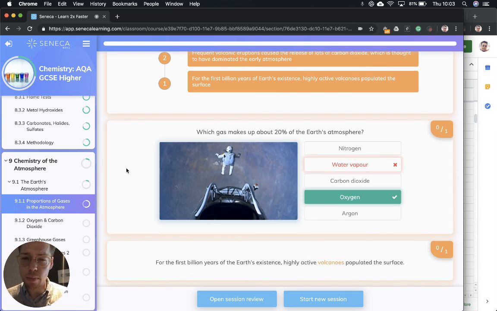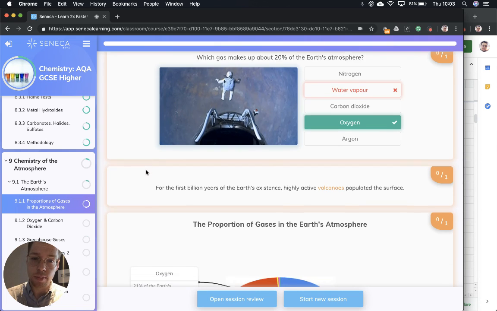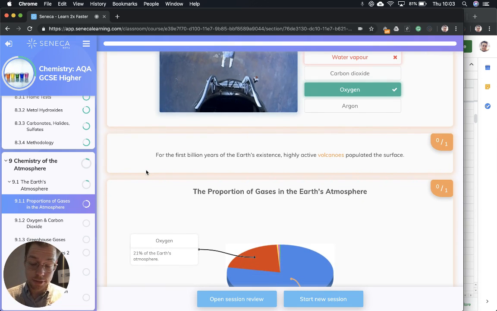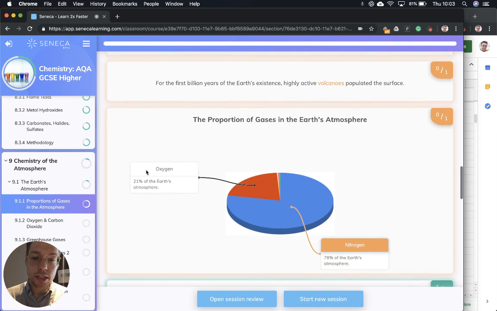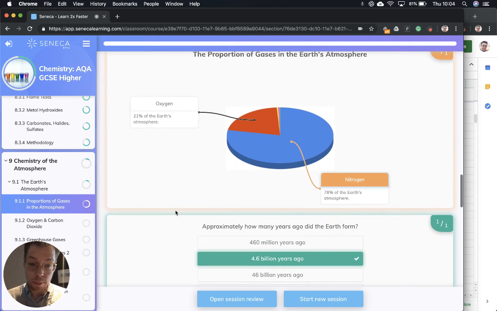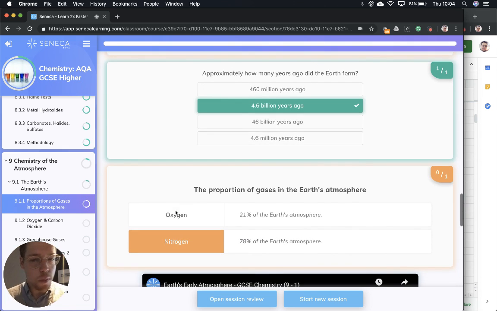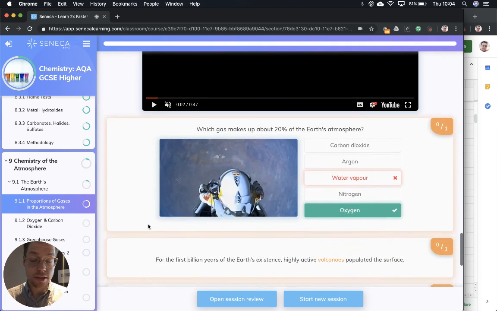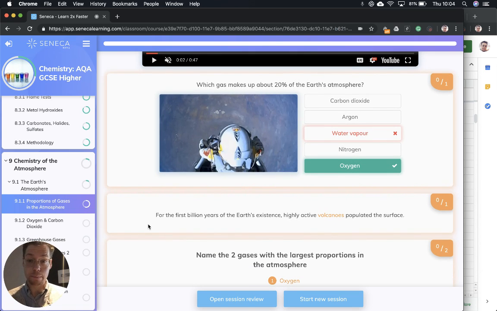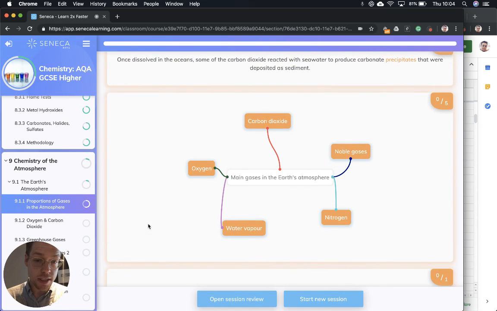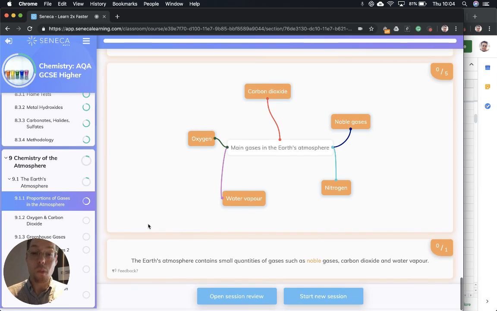So do we know which gas makes up about 20% of the Earth's atmosphere? Do you remember from the beginning? Is it argon? Is it carbon dioxide? It's oxygen. So let's go over the proportions of the key gases. Oxygen, 21%, nitrogen, 78%. Now, do you remember how many years ago the Earth formed? Approximately, just a casual 4.6 billion, okay? So when we're talking about the early atmosphere, we're talking about 4.6 billion years ago, okay? So, can we review those main gases in the Earth's atmosphere? Oxygen, carbon dioxide, noble gases, nitrogen, water vapor.